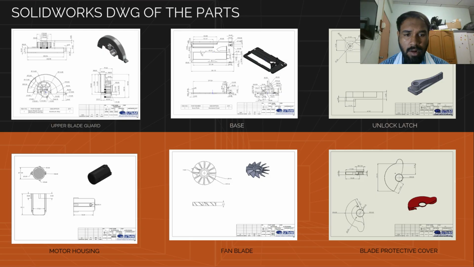Next is the fan blade drawing. The fan blade drawing shows the number of blades, hoop diameter, blade angle and thickness, which directly affect airflow performance and balance. Finally, the blade protective cover drawing. The drawing includes detailed contour and mounting features and openings to ensure safety while maintaining airflow.